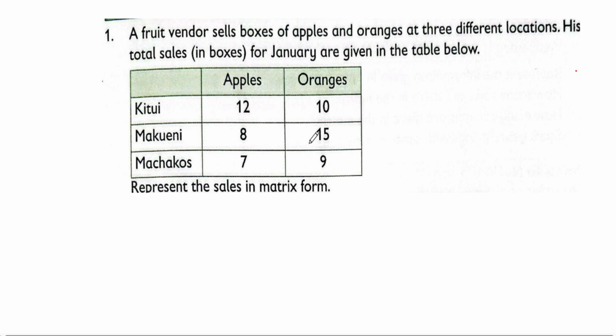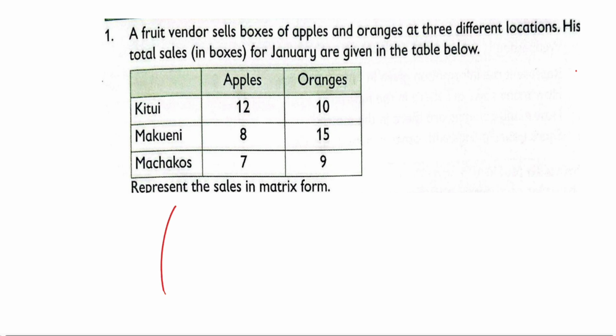Now, usually a matrix is something like this. But let's start with the question itself. A fruit vendor sells boxes of apples and oranges at 3 different locations. His total sales in boxes for January are given in the table below. We have apples, oranges, Kitui, Makueni, Machakos. We have 12, 10, 8, 15, 7, 9. Now, a matrix is just information that's enclosed in something, maybe brackets. So in short, the question is asking you to represent the cells in matrix form.